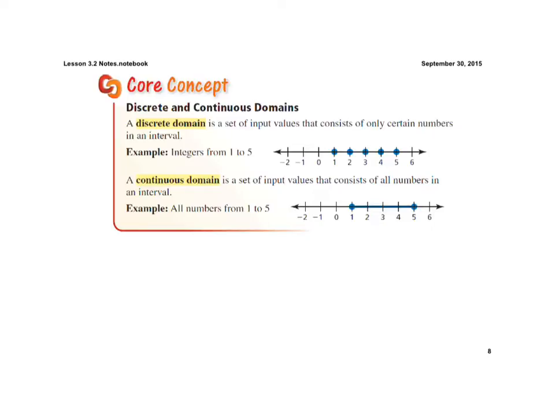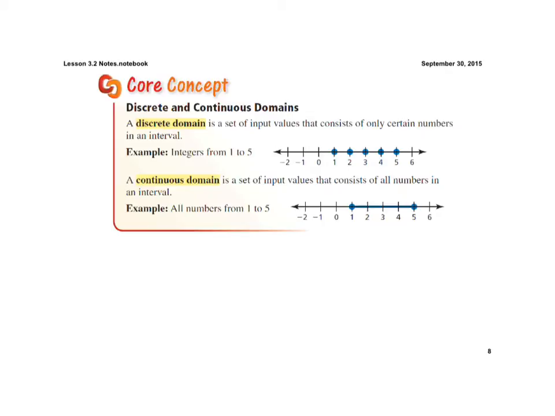So for example, if your mom said, hey, run to the store and you must come back with 1 to 5 eggs. So you have to buy at least 1 egg, but she doesn't want you to buy more than 5. So the reason we put just the dots on the number line is because we can't buy part of an egg. You have to buy 1 egg or 2 eggs or 3 eggs or 4 eggs or 5 eggs. You can't buy part of an egg, which is why we use just the dots.